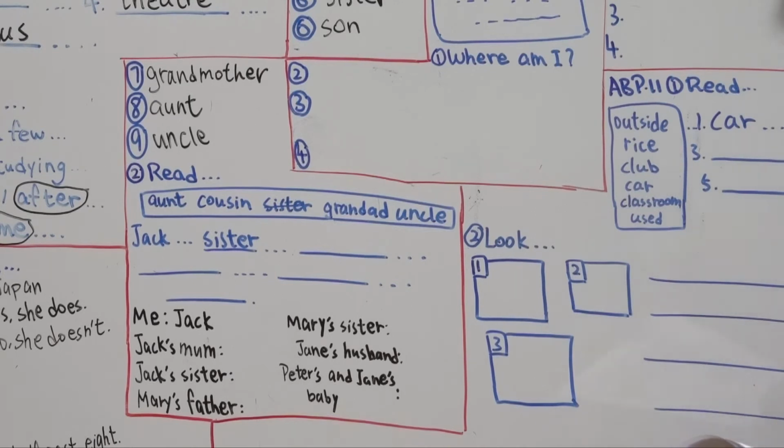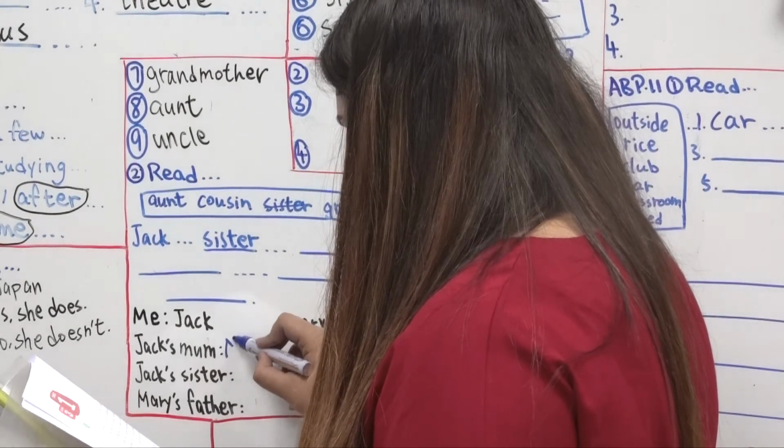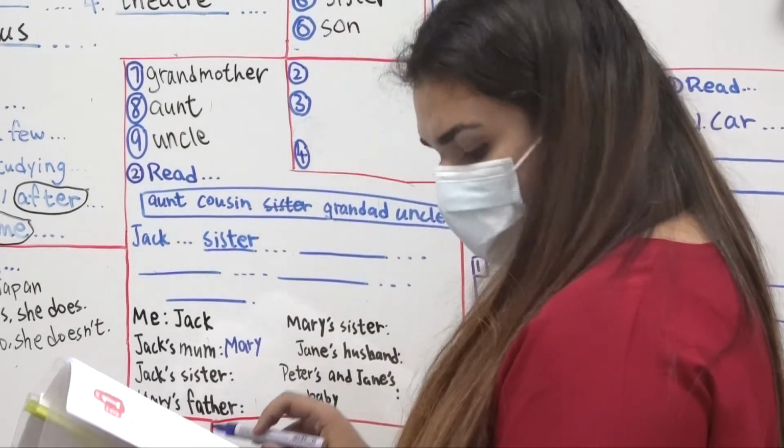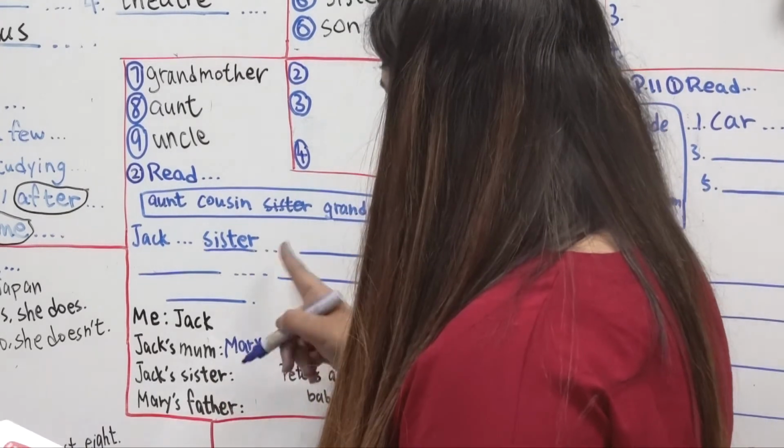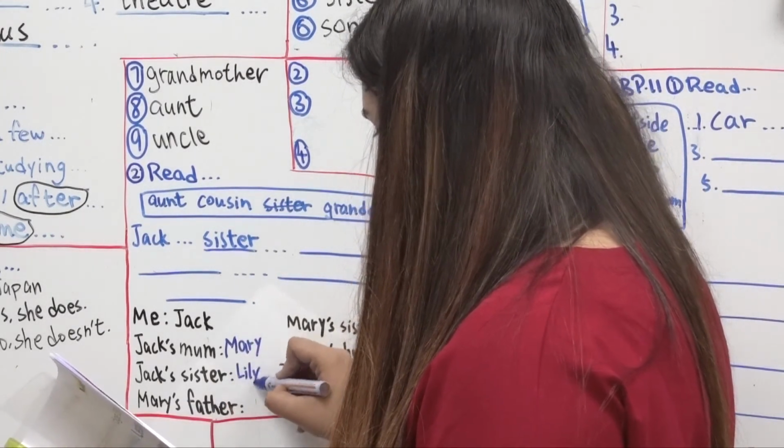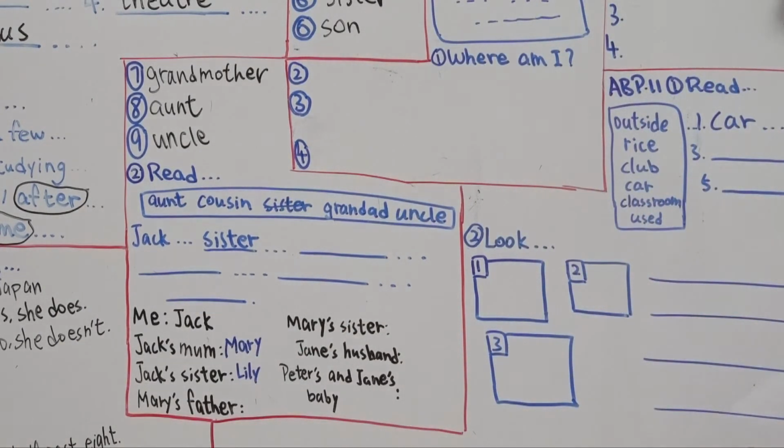All right, so who is Jack's mom? According to this it is Mary, right? So I'm just going to write that so you don't get confused. And Jack's sister is Lily, right? Okay. And then Mary's father, Fred, is with him. He is talking on his phone. He is Jack's... All right. Fred is Jack's mom's father.